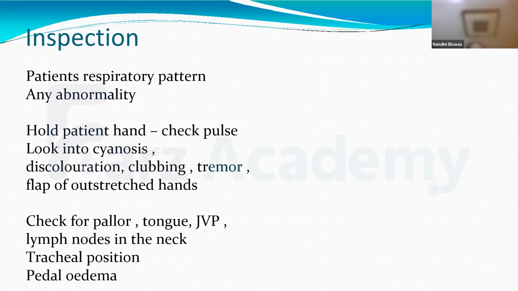So do that and then look for pedal edema. Also mention that you're pressing on the shin bone, that it might be a bit uncomfortable. Then you press for a few seconds and roll your finger to see if there's any dent on the shin bone, which would indicate pedal edema.